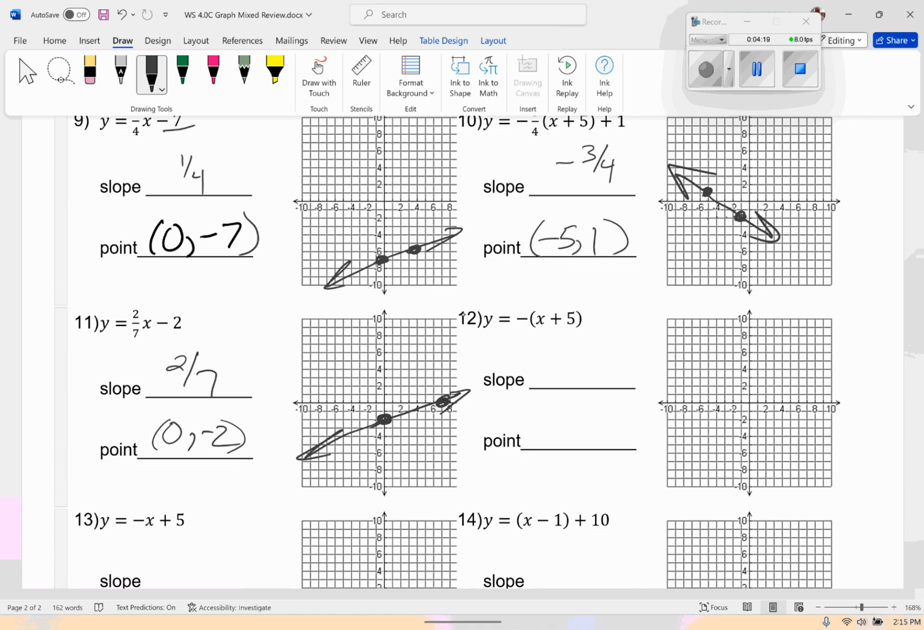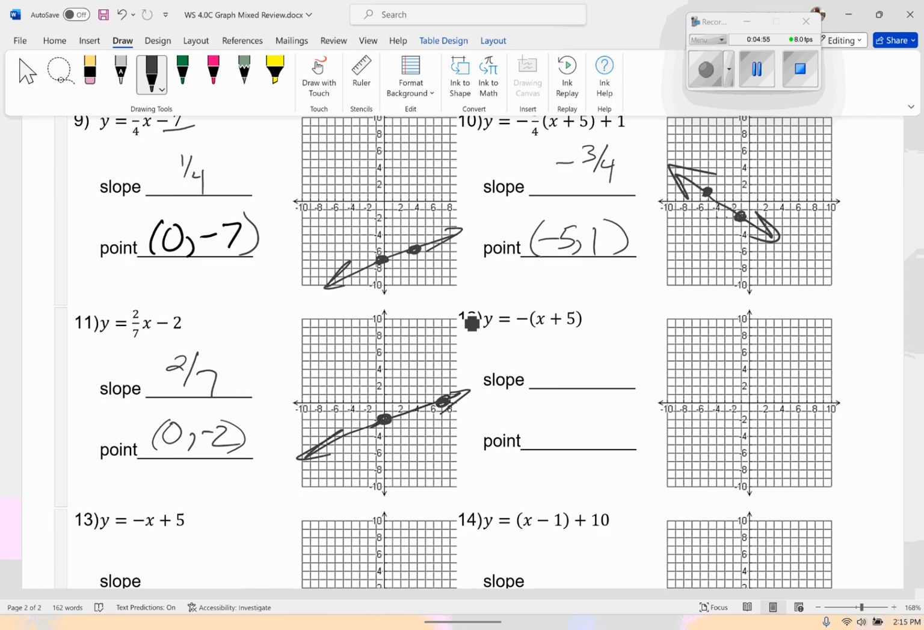So I've noticed a couple of you are putting horizontal lines for every answer. Friends, the only time a horizontal line is correct is if it's y equals a number and a number only and nothing else but a number. So if you keep giving me answers that look like this, you're wrong. There isn't a teacher in this building that would have every one of the problems be a horizontal line. It's the student being lazy.